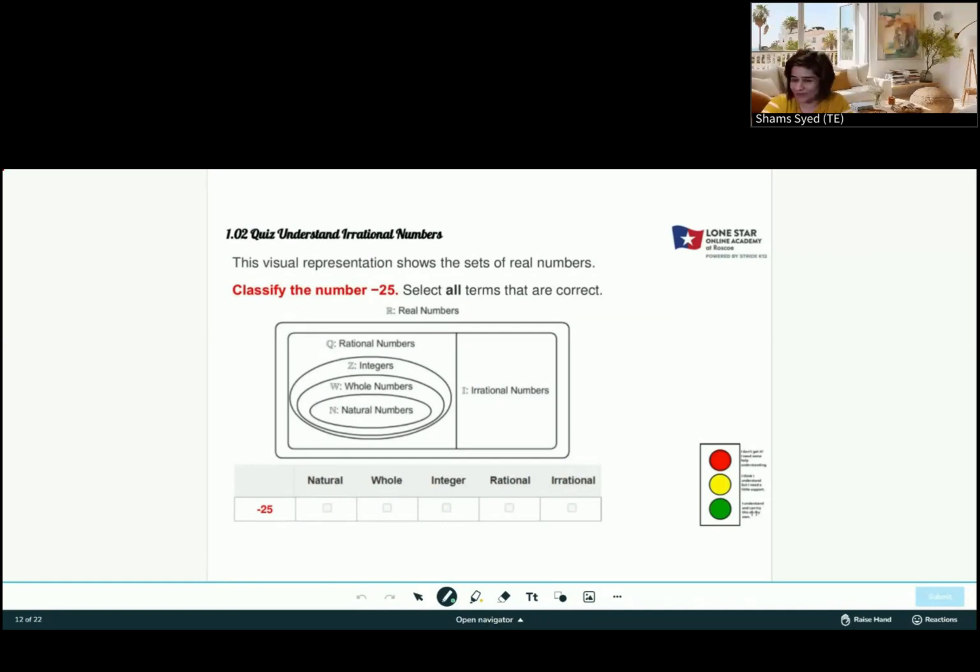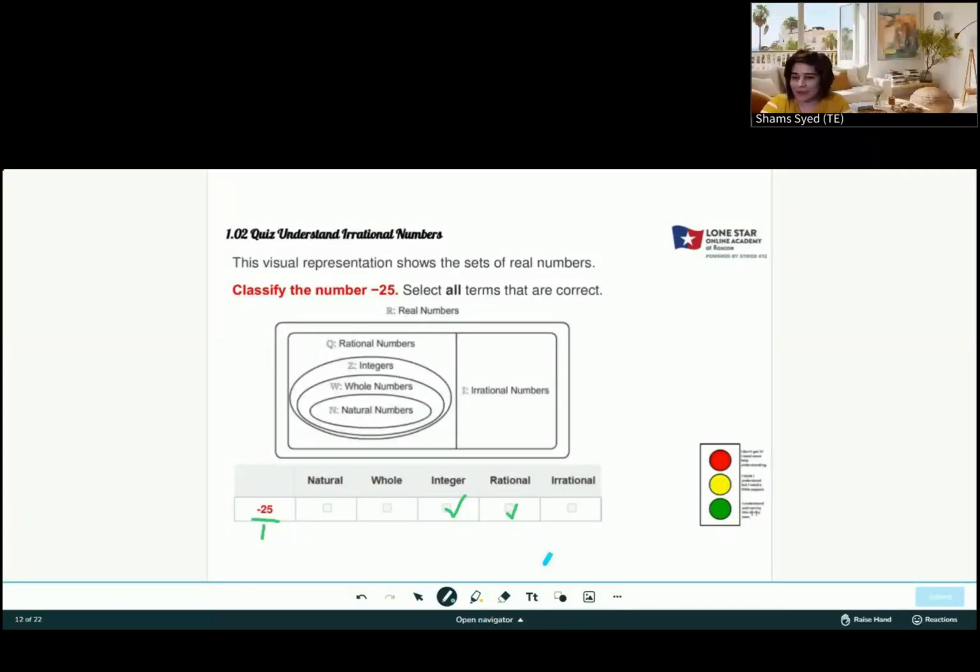Negative 25, is it? Negative 25 is an integer because integers include negative numbers. Whole numbers are not negative numbers. Natural numbers are not negative numbers. Integers can be negative numbers. Is it a rational number? A rational number is any number you can express as a fraction. See, I can write it as a fraction. Is it a rational number? It is a rational number. It's an integer and it's a rational.